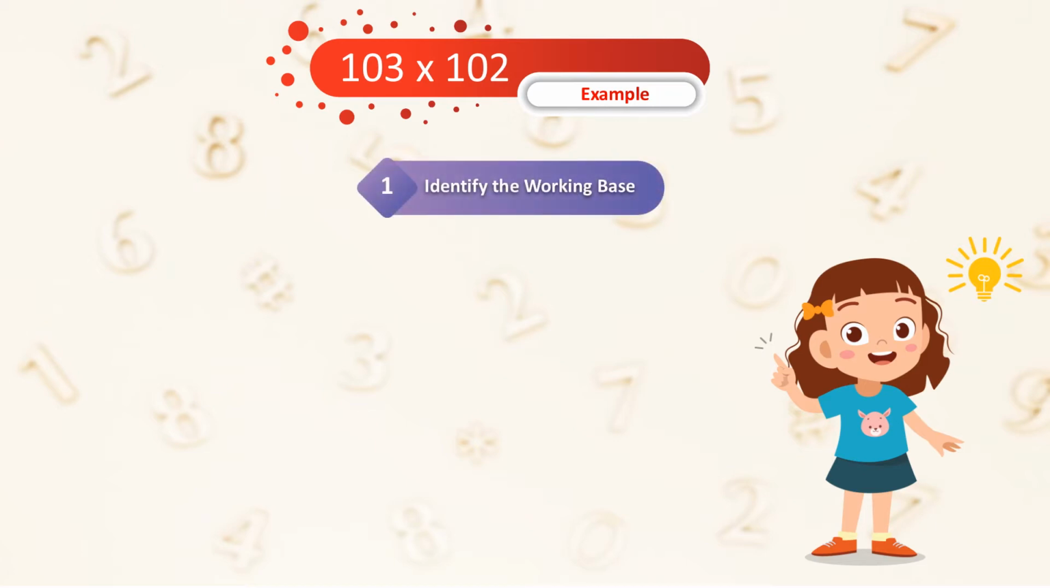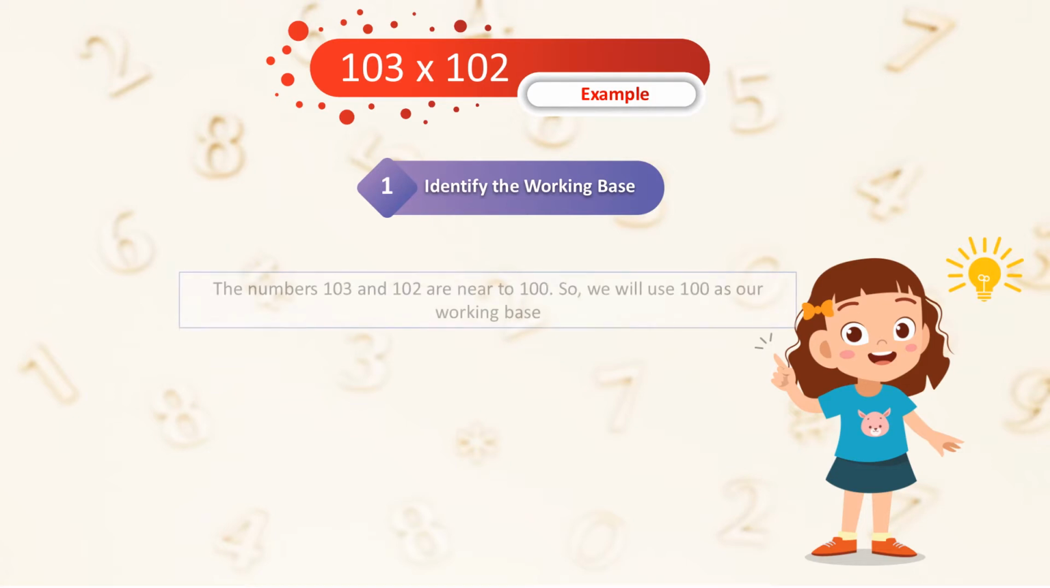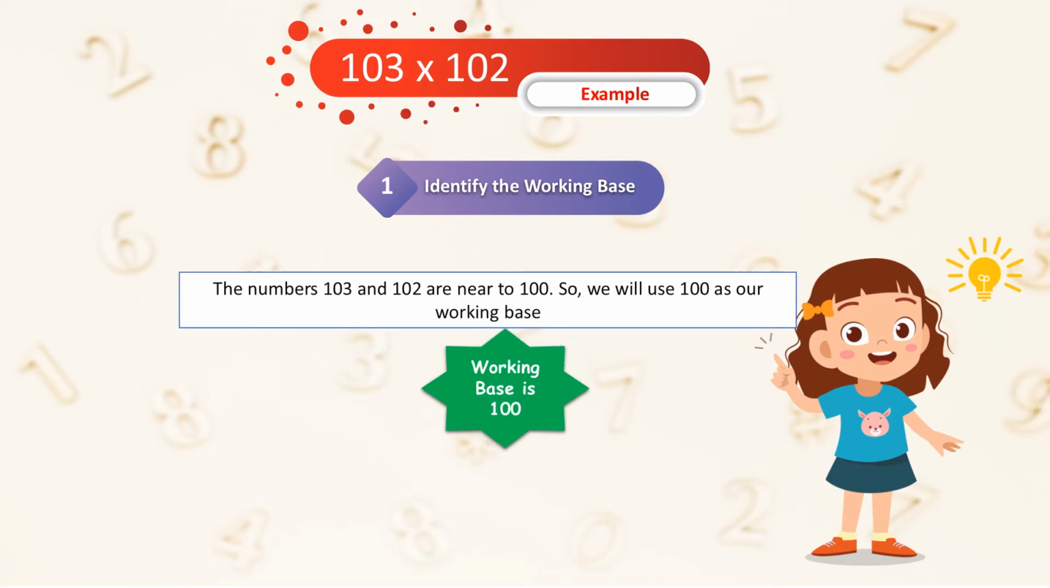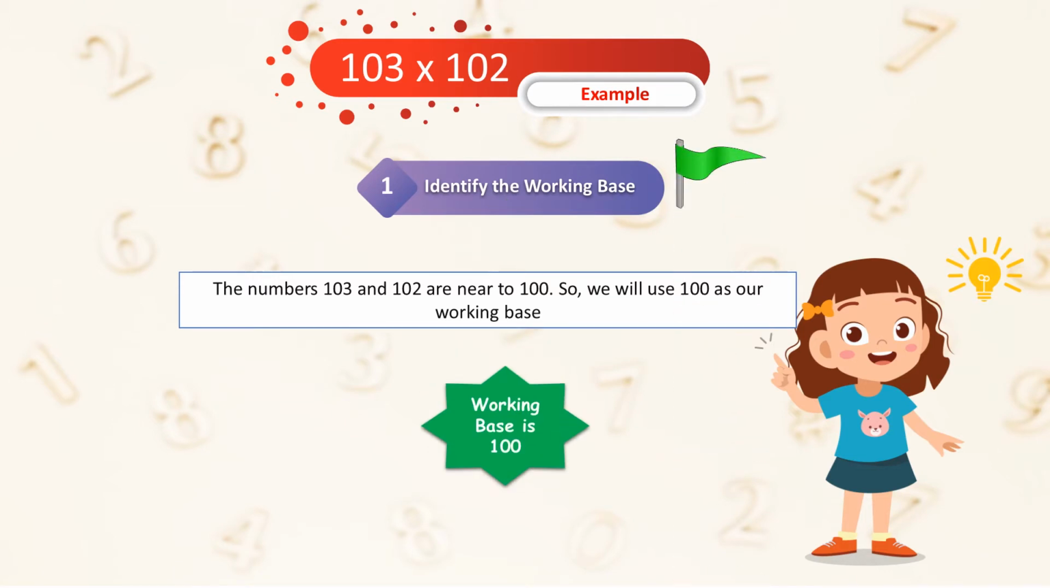The step 1 is to identify the working base. Now, if you look at the number 103 and 102, you can easily say that these numbers are near to 100. So, we are going to use 100 as our working base. That completes our step 1.